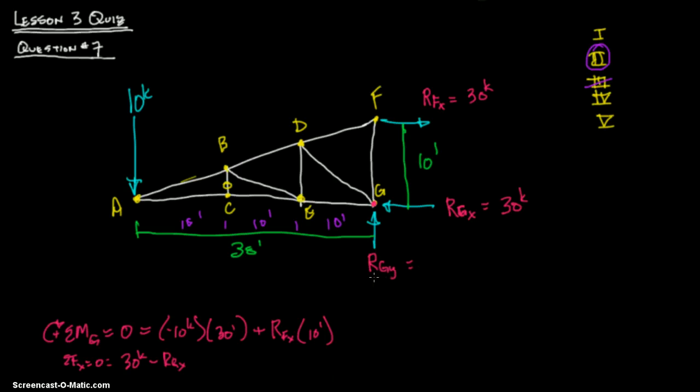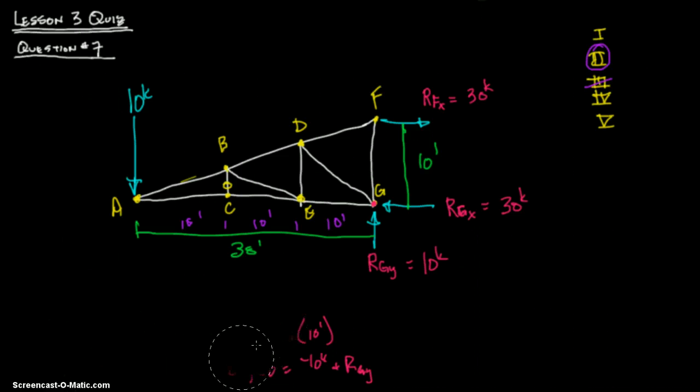And then this RGY is going to equal 10 kips because you have the sum of forces in the y direction equals 0. You have your negative 10 kips, plus RGY, and you do the math, and you get positive 10 kips. All right, so there is our free body diagram with our reactions now calculated.